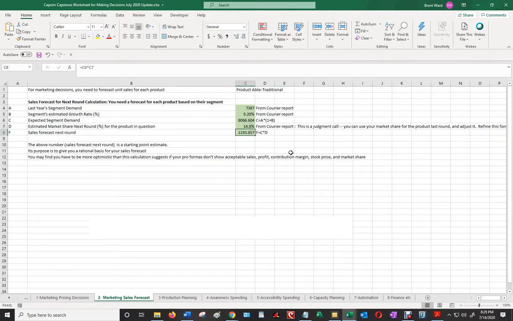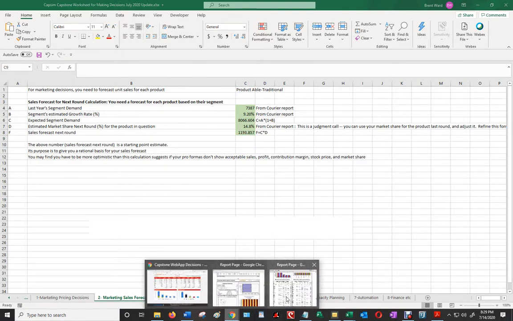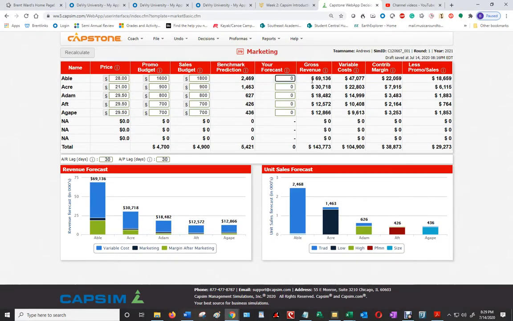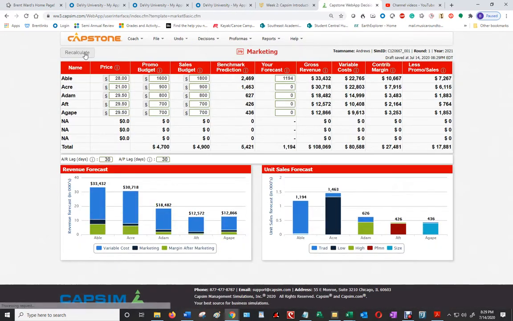So that's how many units I expect to sell of Product Able next round, and I'll round that up to 1194. Let me go in here and enter 1194, and then I recalculate. That shows that I'm going to be generating a fairly healthy contribution margin off this product, assuming those sales materialize. Okay, and that's how you do a sales forecast. You have to do that now for every single product that you have in your portfolio, looking at the various metrics that I've given using the spreadsheet and recalculating to come up with what your sales forecast is.